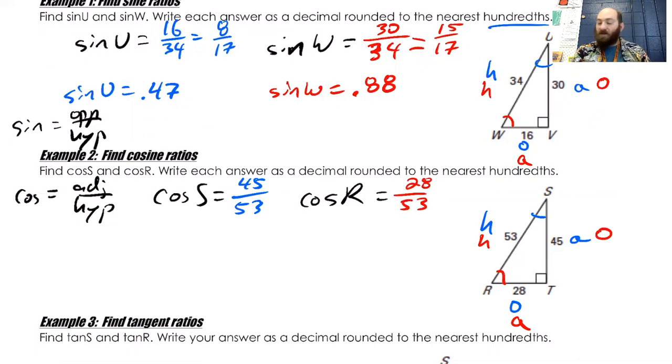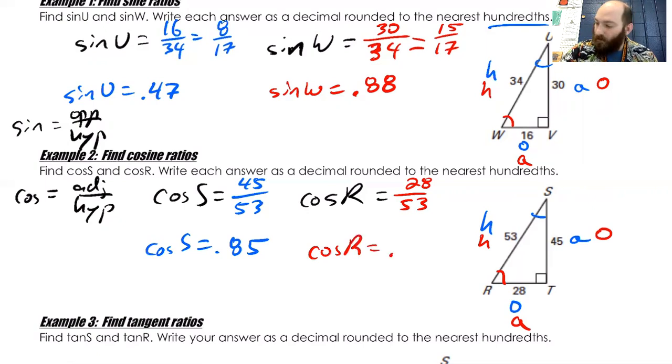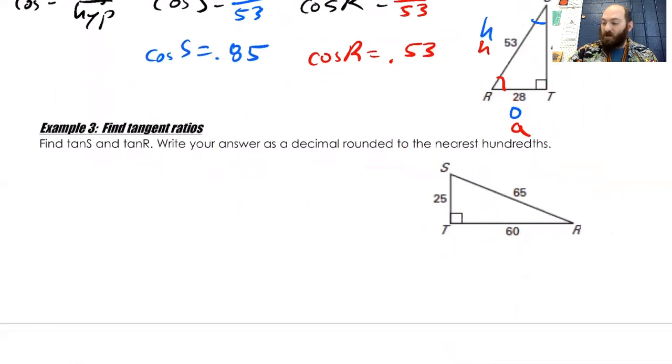And just like before, I'm going to go ahead and divide these out. So I got 45 divided by 53. That's going to give me cosine S is equal to 0.85. I'm going to round that off to 0.85. And then I do the same thing with 28 divided by 53, and that's going to be 0.53. So cosine R is equal to 0.53. All right. Last one we'll cover today, and that is going to be the tangent ratios.